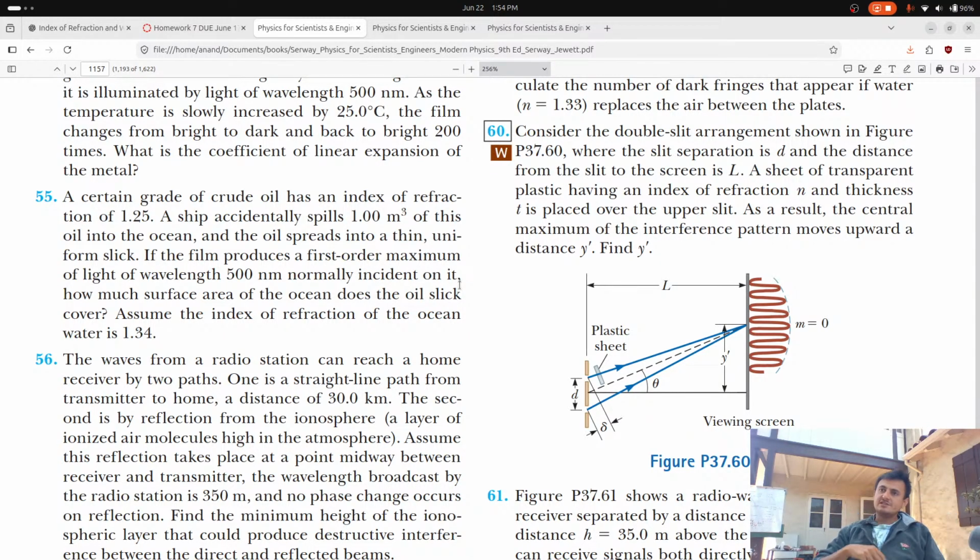So we can find the difference in time, but then we need to convert that to a path difference. So the difference in time is going to be equal to W over C minus WN over C. Wait. No, yeah, the time with the sheet takes more time. This is the absolute value. So W over C times N minus 1. This is a time measurement.